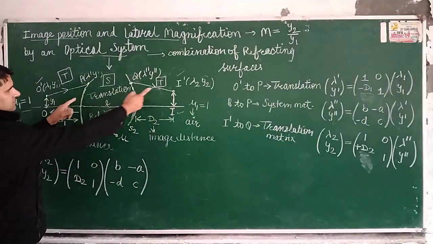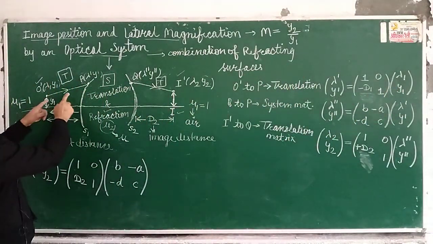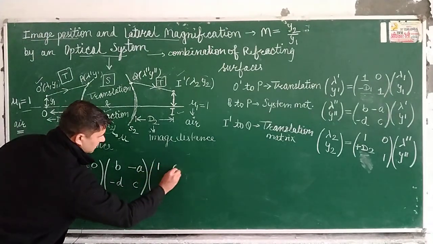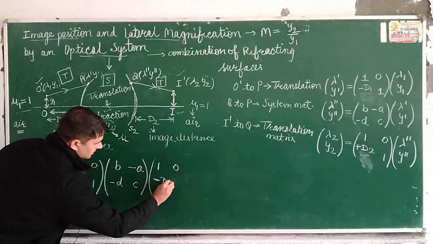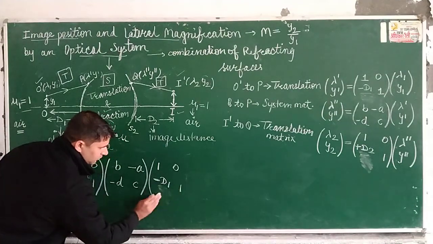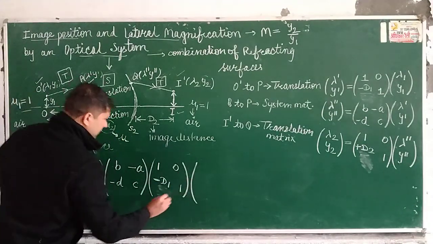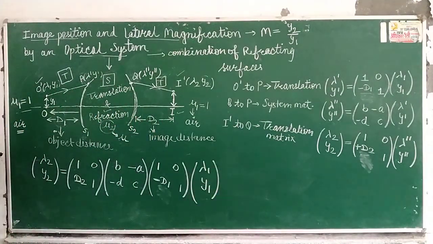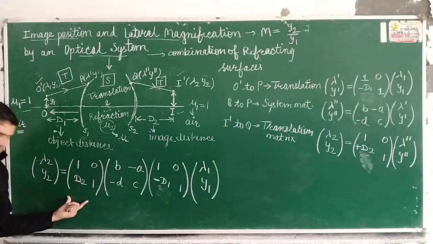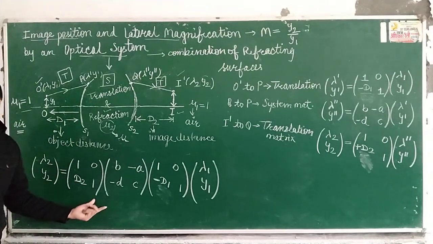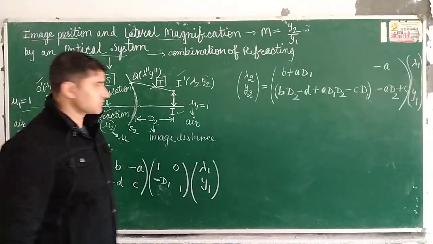Okay, and here you can see translation, system, translation. So if you write the translation matrix here, then this is 1 0 minus d1 by the refractive index here, that is 1. Okay, and then you have 1, and then the coordinates of the object point, that is lambda 1 and y1. So basically, to connect the optical coordinates of image and object, you have to multiply these three matrices. I am writing the result directly. You can do it yourself. Okay class.